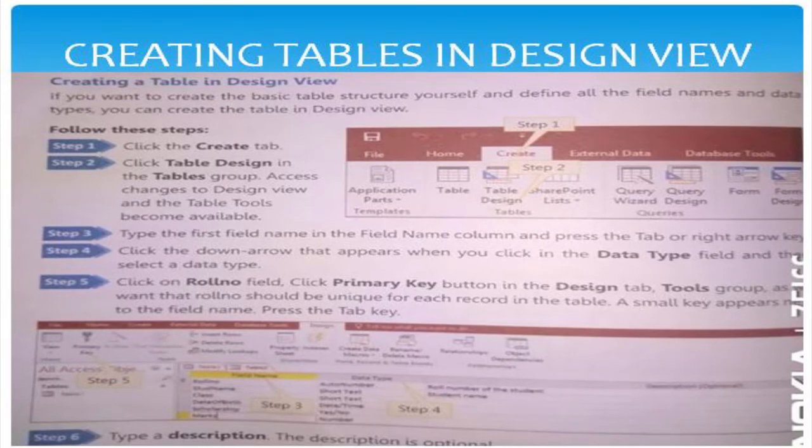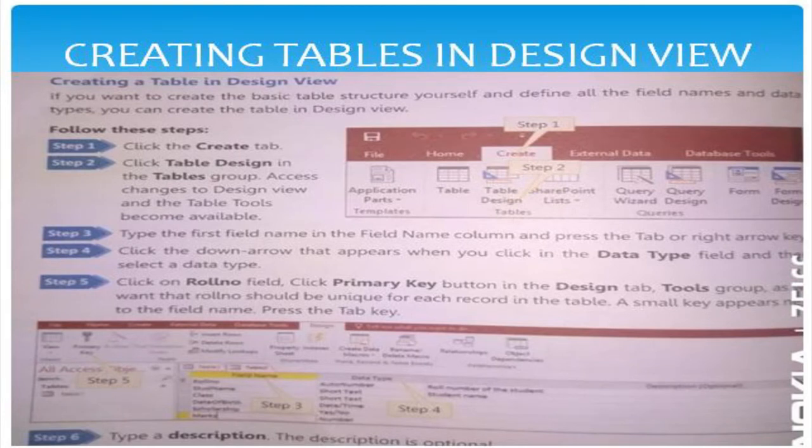Address, if it is more than 255 characters, then it is a memo data type. And next one, address, roll number, like this. This is enough. And there is a save button here. Click on save. We need to save the table as we did in datasheet view.